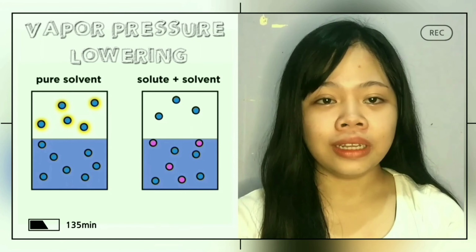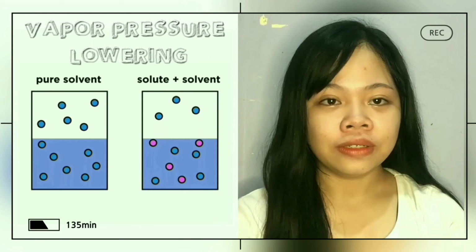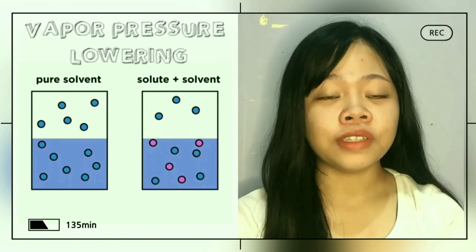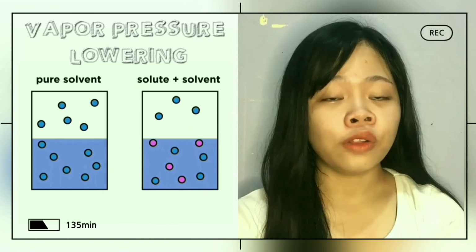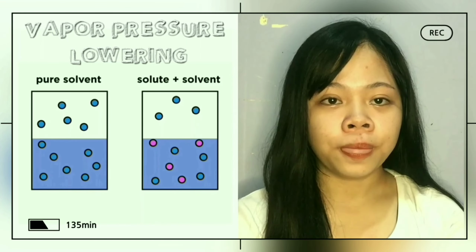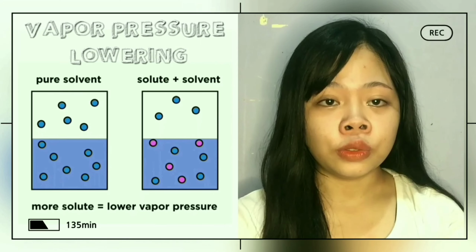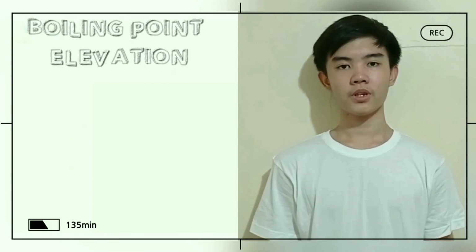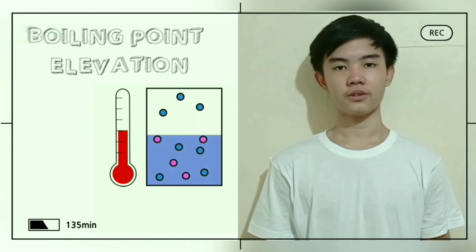The number of gaseous particles determines the vapor pressure, but solute particles sitting at the interface occupy some of the surface area, which hinders some solvent molecules from evaporating. Therefore, the presence of a solute causes the vapor pressure of a liquid to decrease. A similar phenomenon is that of boiling point elevation.